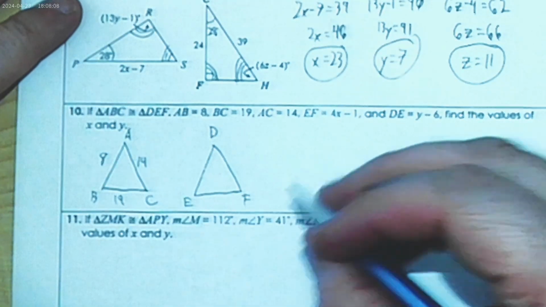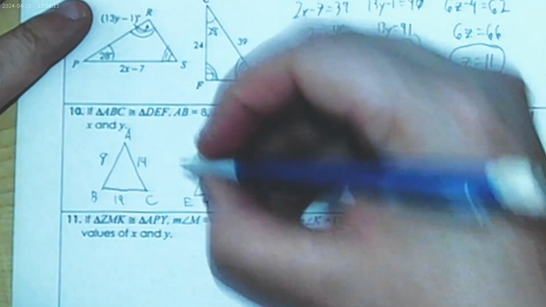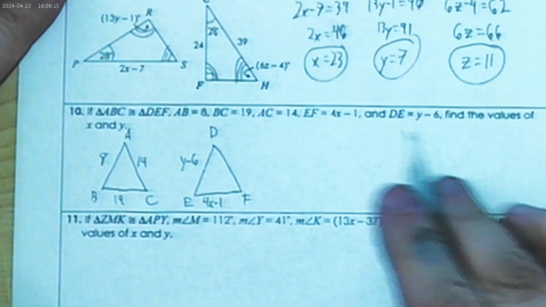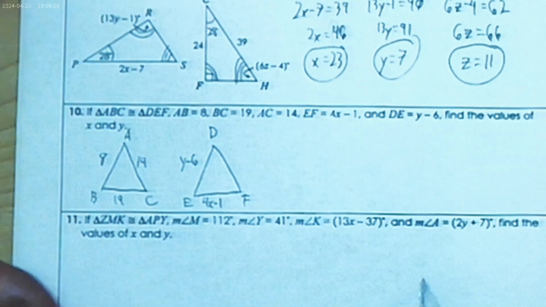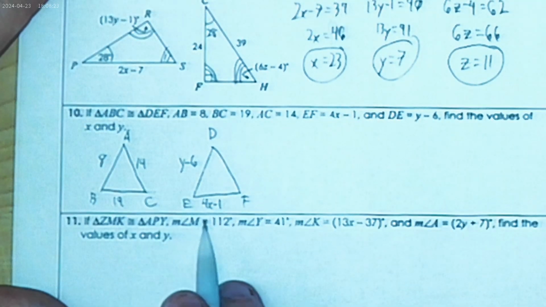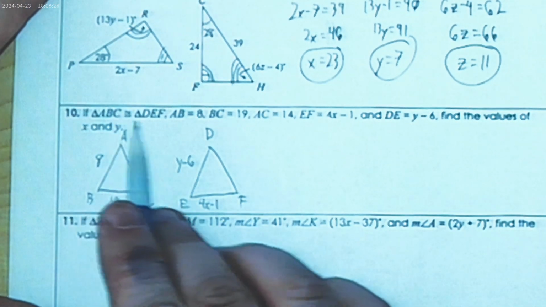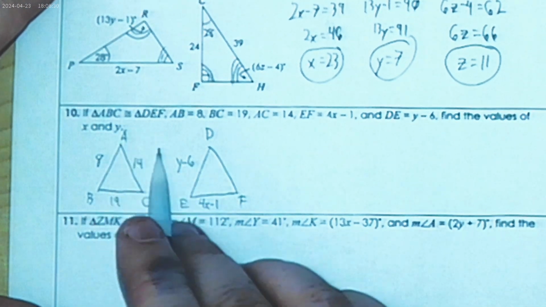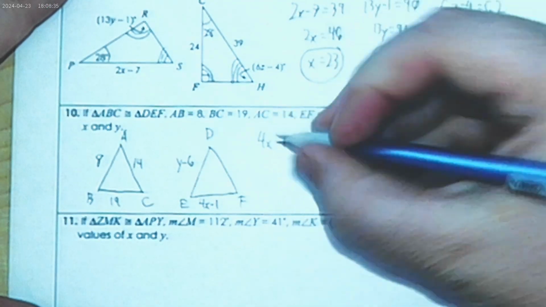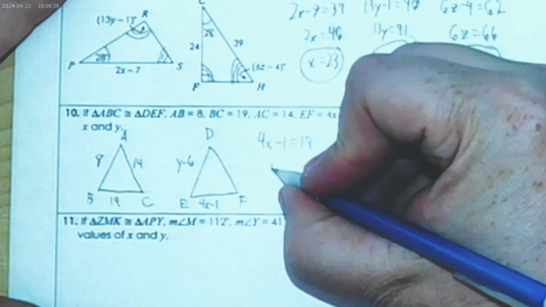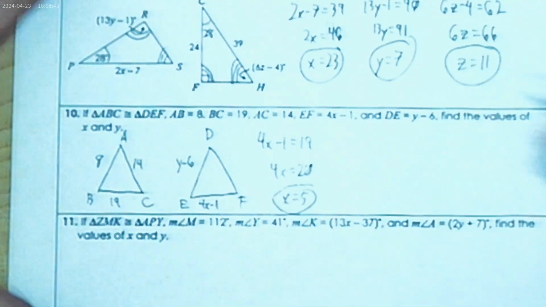EF is 4x minus 1, and DE is y minus 6. Then I have to find the values of x and y. Oh, well, all right then. Starting with x, because I drew them the same way, as similar as possible, I just have to go with 4x minus 1 equals 19. 4x equals 20. x equals 5. And there we go.